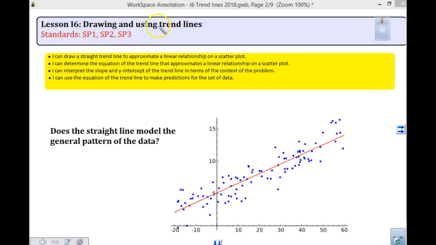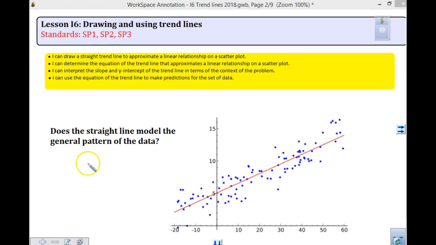We are in lesson I6, drawing and using our trend lines. So we want to draw a trend line that's an approximate linear relationship to a scatter plot. Would you say this is a strong or weak correlation of all the dots? Pretty strong, but it's not on an exact same straight line, right?